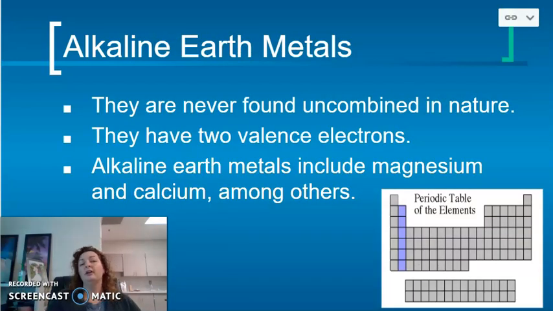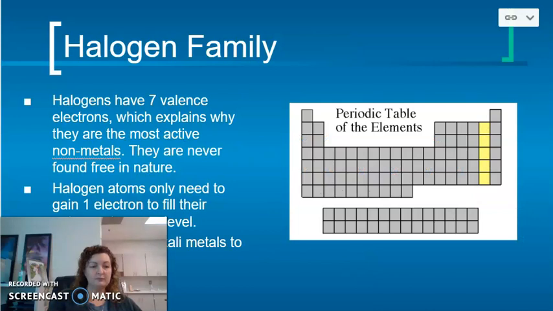Alkaline earth metals, they are found uncombined in nature. They have 2 valence electrons because they're in group number 2, and they include things like magnesium, calcium, among others, right? So you can see where it is on the periodic table, the second column here. So we're going to skip the rest because you guys know already we went over the names of the other ones, and they're just honestly just not as important for our class.